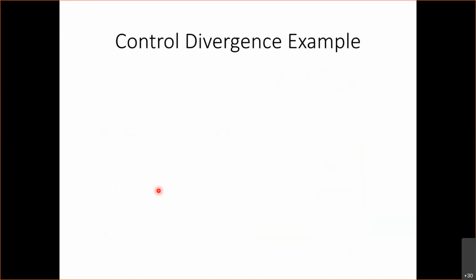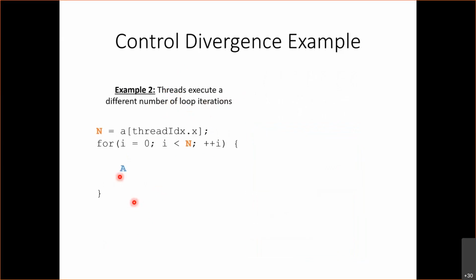Another example, possibly even worse than else if, is loops: threads that execute a different number of loop iterations. For example, I could have code like this: n equals A of thread.x, and then I execute a loop for i equals 0, i less than n, i plus plus, and then I execute some code. In this case, the value of n depends on the thread index. What that means is that different threads may have different values of n, and so different threads may execute a different number of loop iterations.